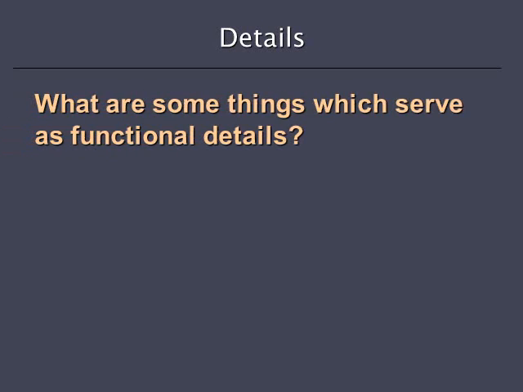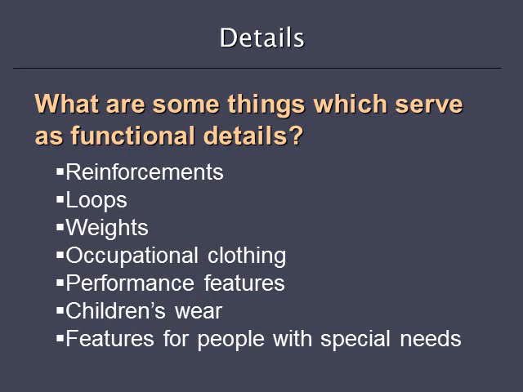So, what are some details that serve as functional details in garments? The main ones that we'll be going over are reinforcements, loops, weights, occupational clothing details, performance features, children's apparel, and then some features for people with special needs.